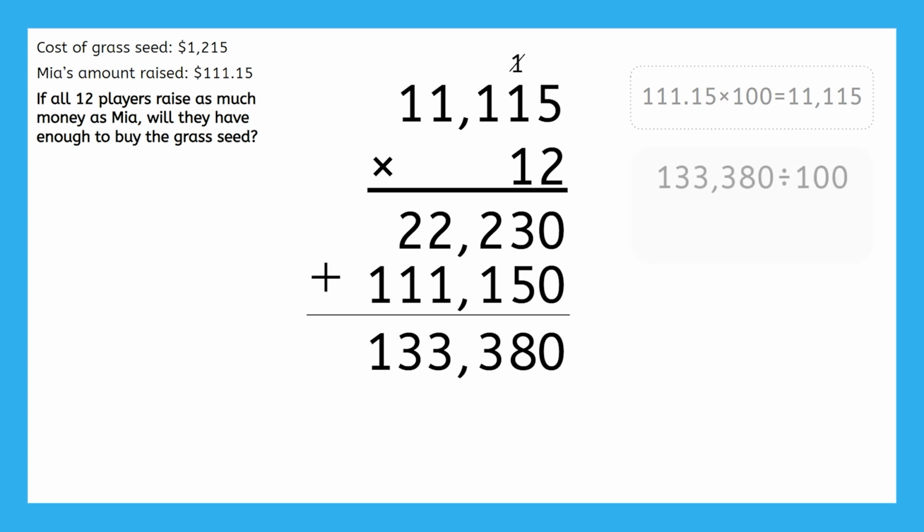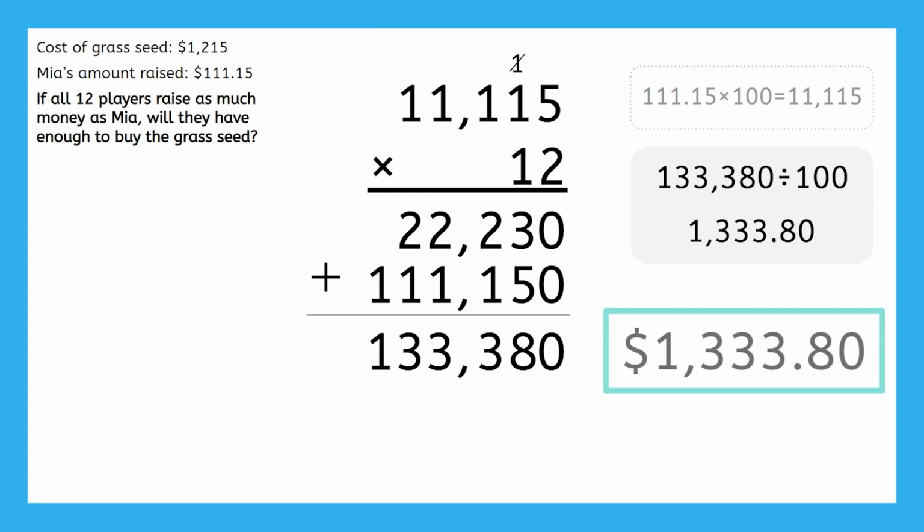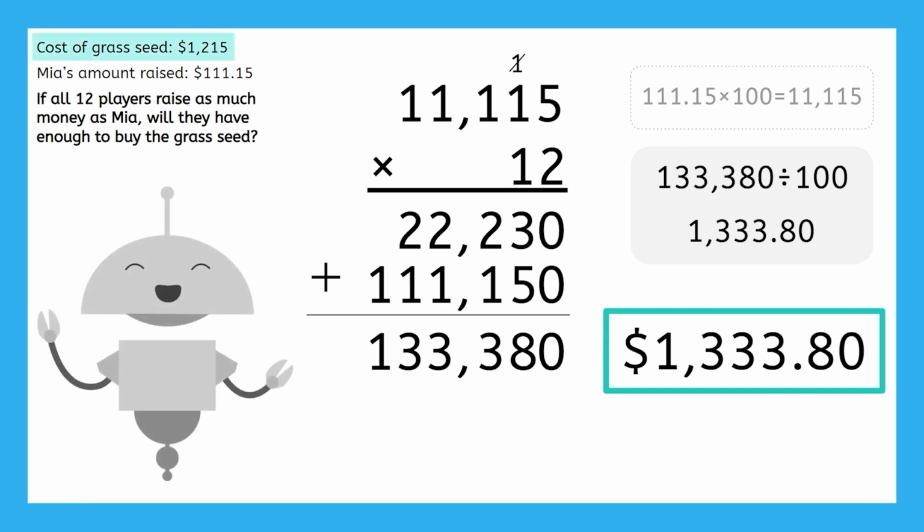Finally, divide by 100 to shift the digits of our answer back to their correct place value. If everyone reads at least as much as Mia, the team will have $1,333.80. That's enough for the grass seed.